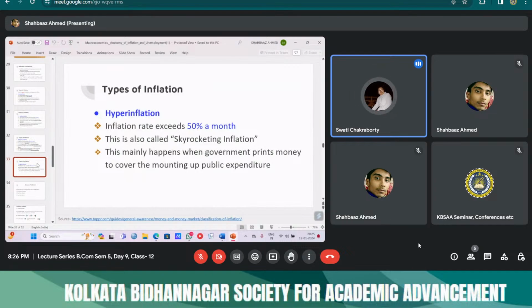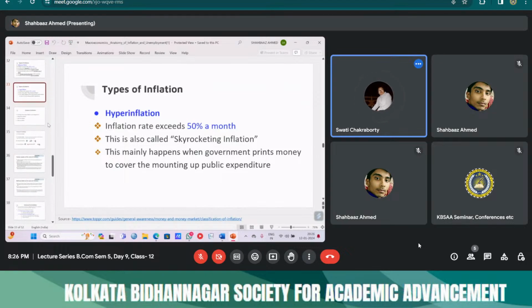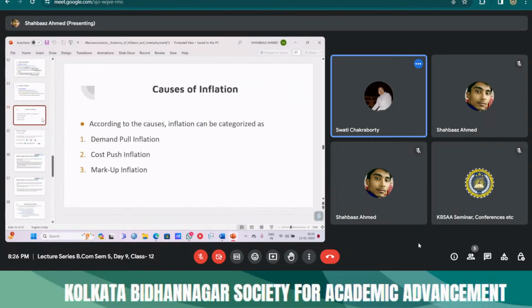Hyperinflation. This is where the inflation rate exceeds 50% a month. This is also called skyrocketing inflation. When does this happen? When the government prints money to cover the increasing amount of public expenditure. They go on printing money to an excessive extent, and that can lead to hyperinflation. Okay, next slide, please.